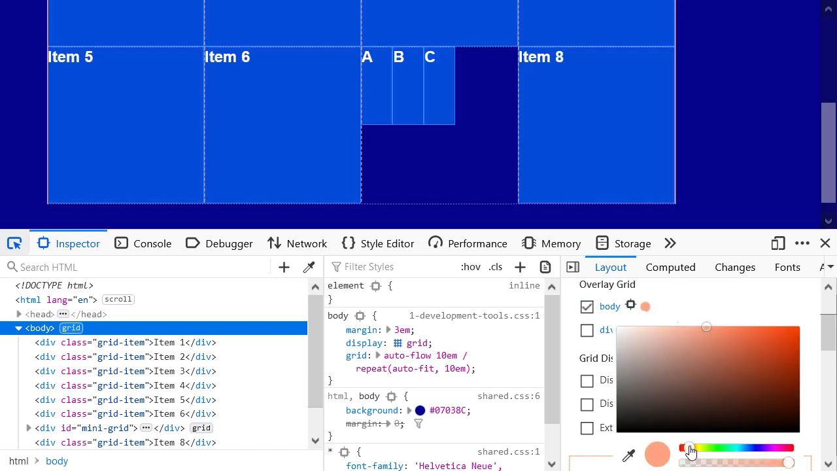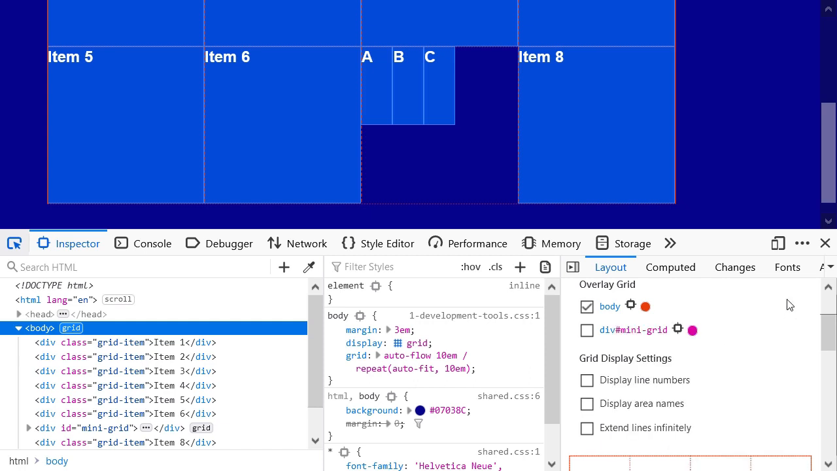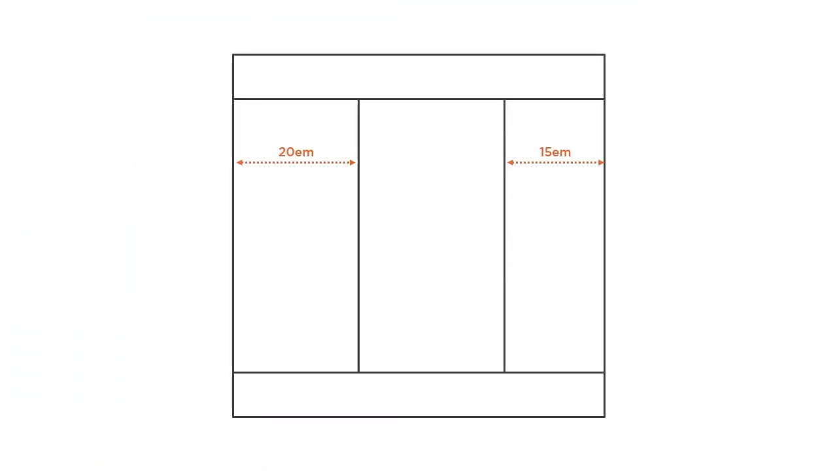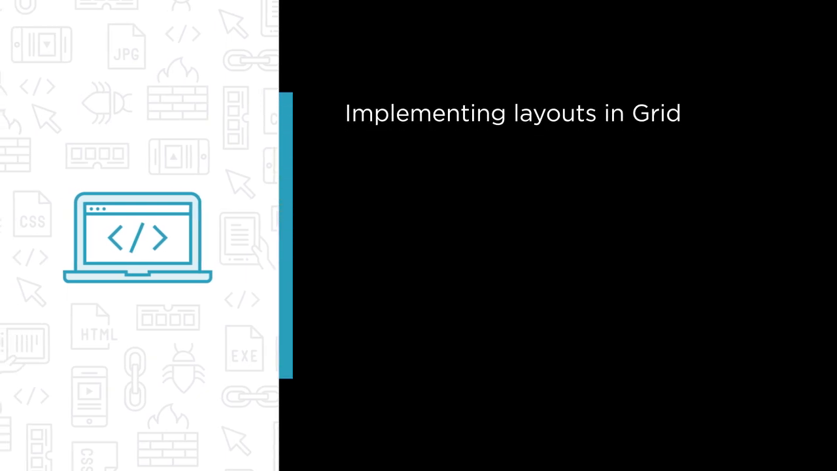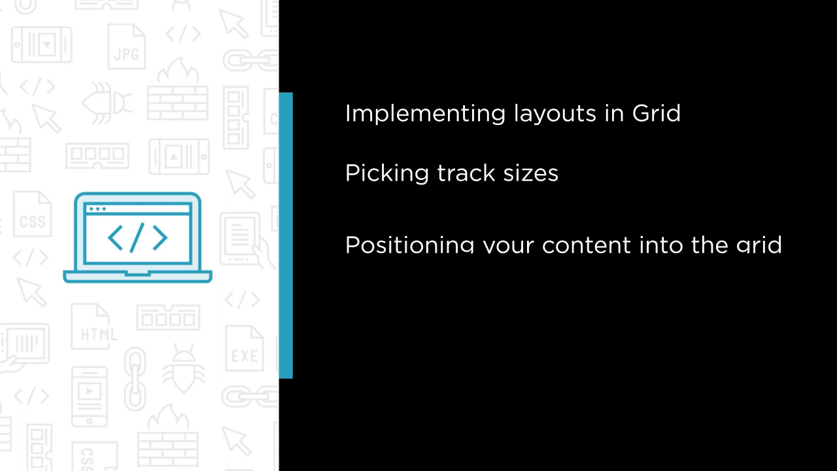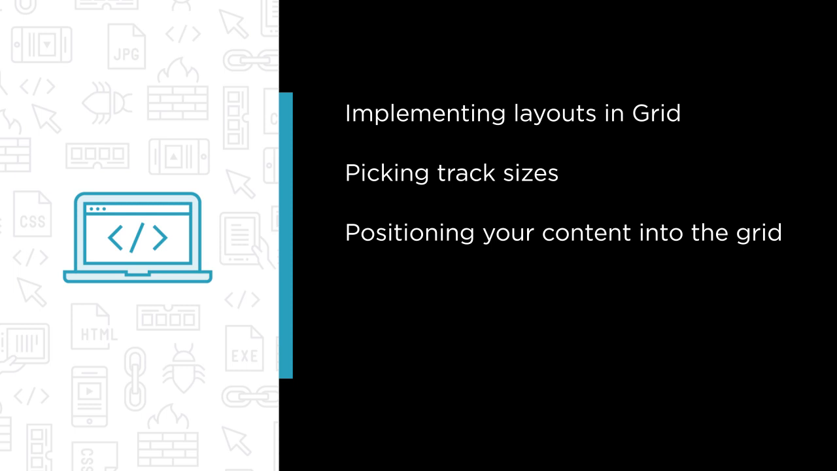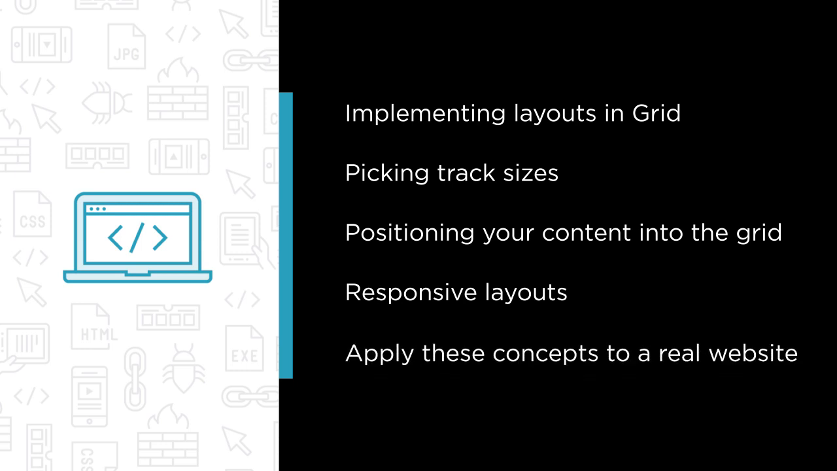In this course, you'll get up and running quickly with CSS Grid in order to create any web layout you can imagine. Some of the major topics we'll cover include the 2-step process of implementing layouts in Grid, picking track sizes that can respond to your content and the viewport, positioning your content into the grid with laser precision, a complete workflow for implementing responsive layouts, and how to apply these concepts to a real website.